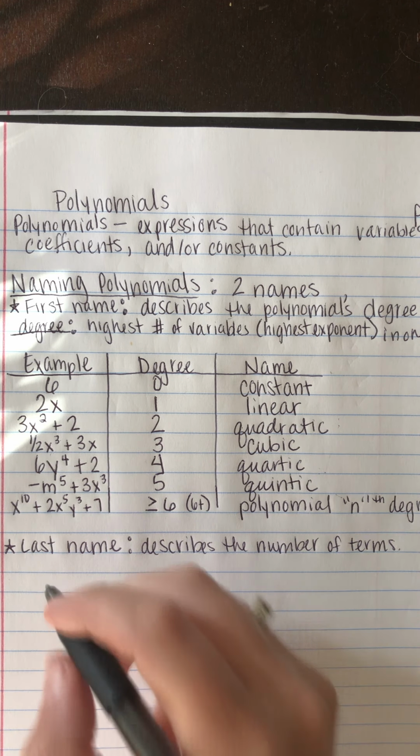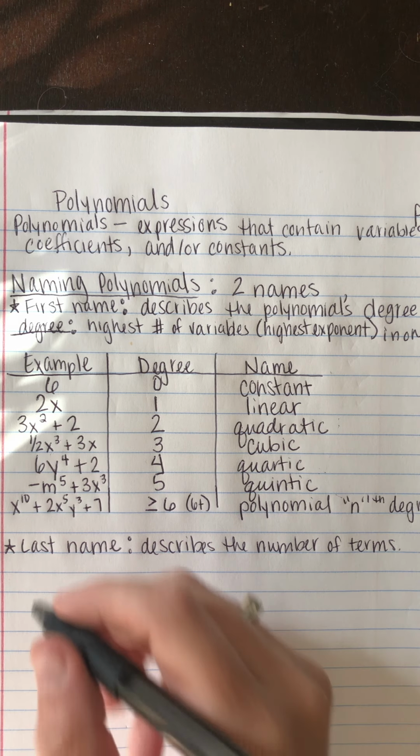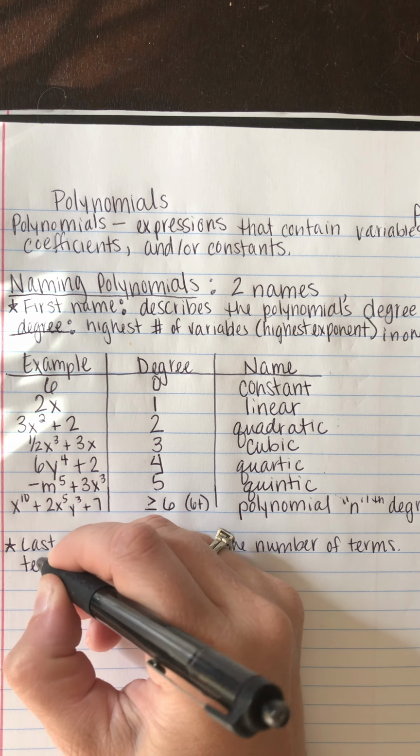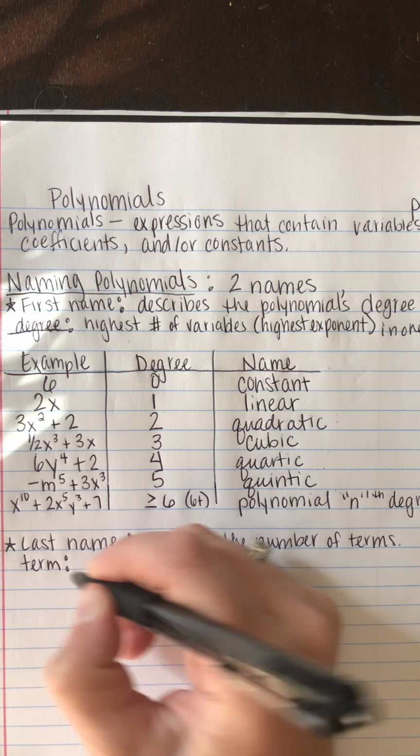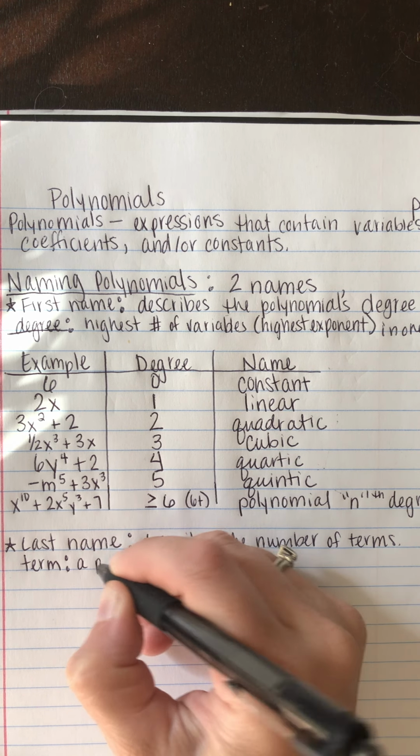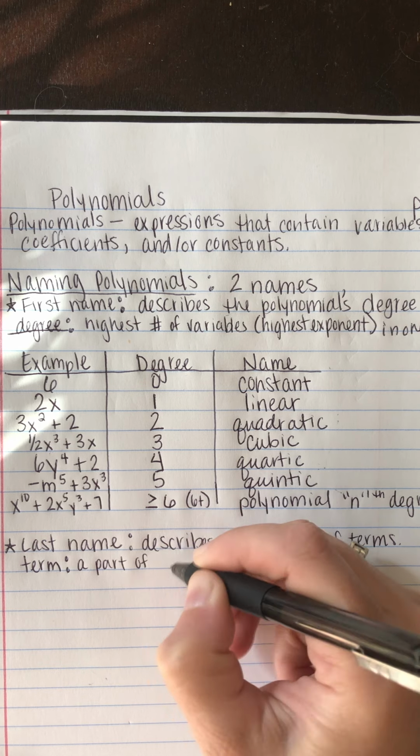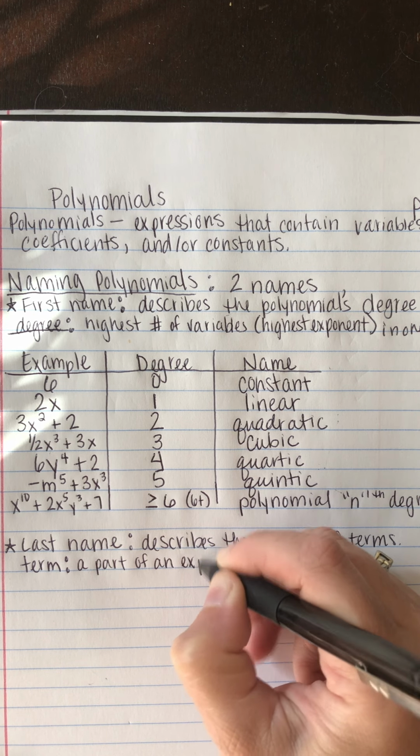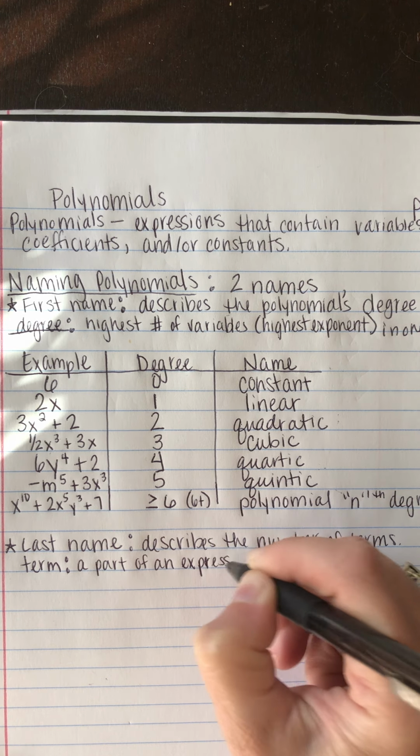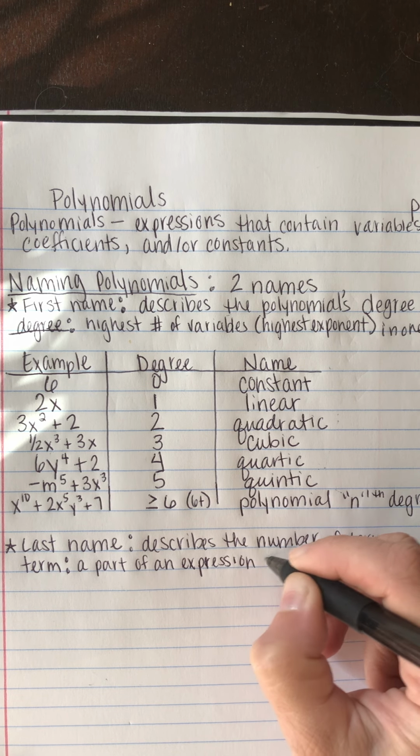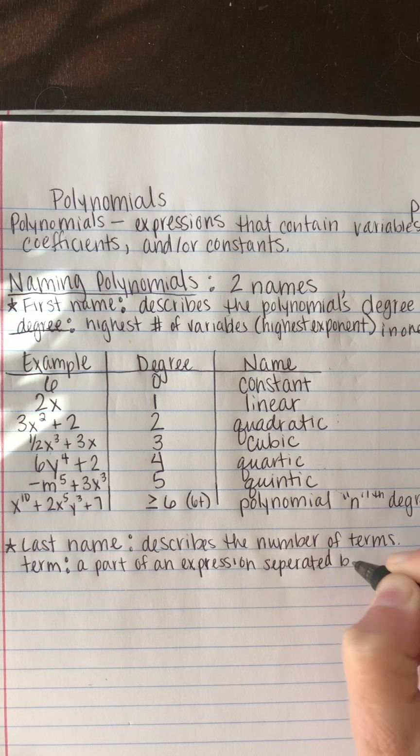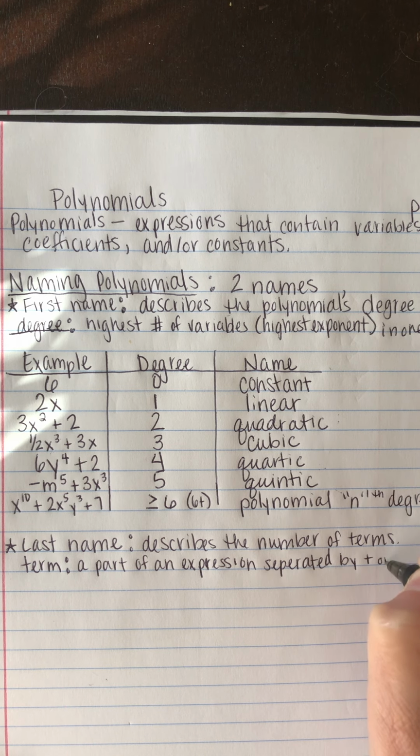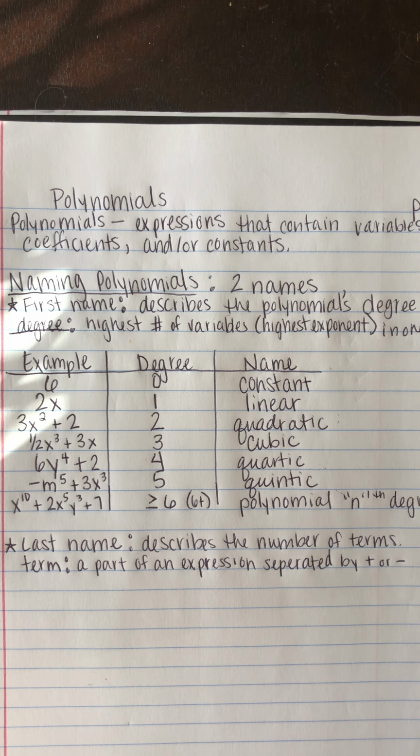All right, so we'll review real quick. We do know what terms are. We've talked about this in the past, but a term, or terms, are parts of an expression. So a term is a part of an expression separated by plus or minus. So it's basically how many parts of the expression are there really.